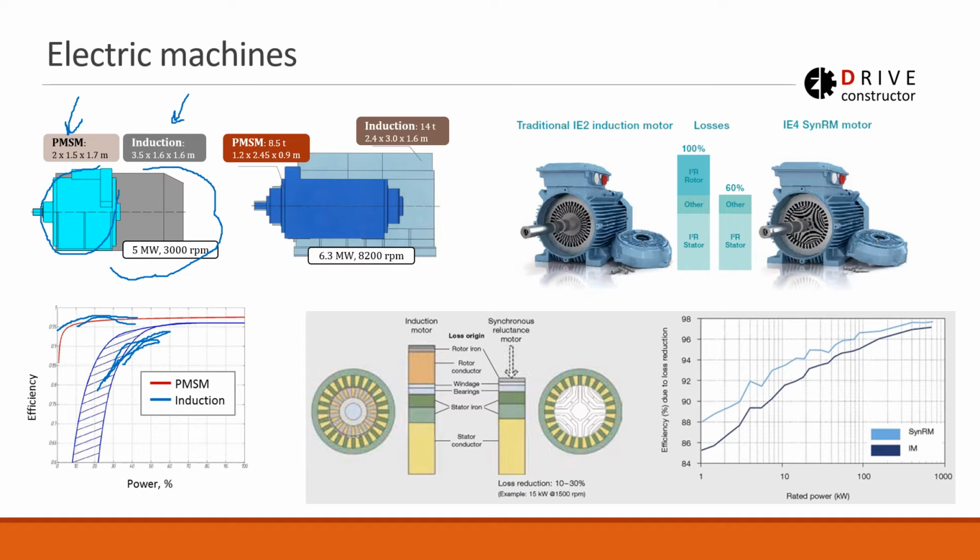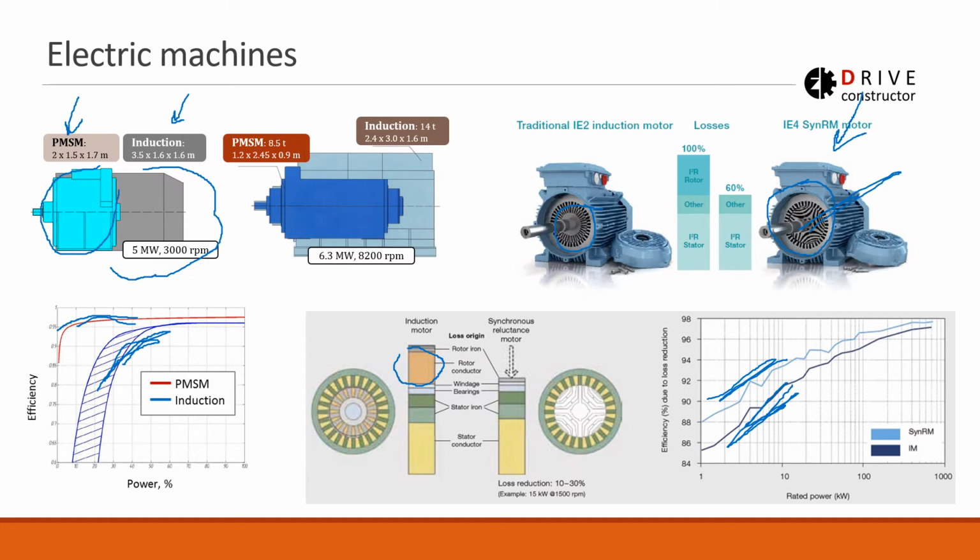But of course, permanent magnet machines and induction machines are just two types, and there are many more types. What we have in DriveConstructor, we also have synchronous reluctance machines, these ones. So if you look at the rotor of these motors, you will see they're quite different from induction machines. So here we have induction machines with squirrel cage rotor, and here is the rotor of the synchronous reluctance machine. The difference we get by using synchronous reluctance versus the induction one is losses in the rotor. So efficiency of synchronous reluctance is higher than the efficiency of induction machine.